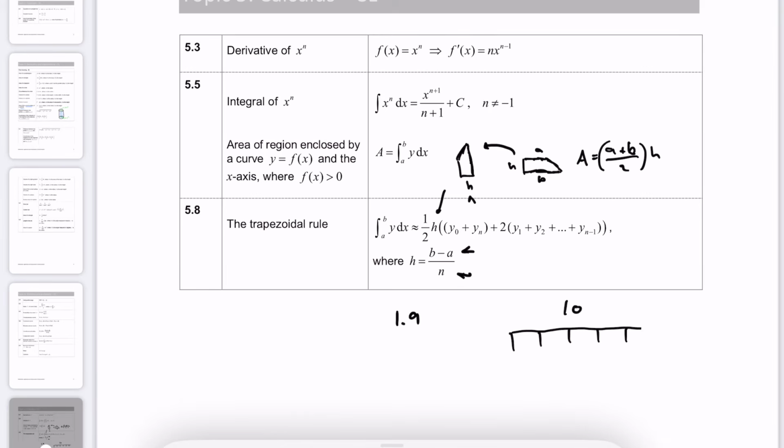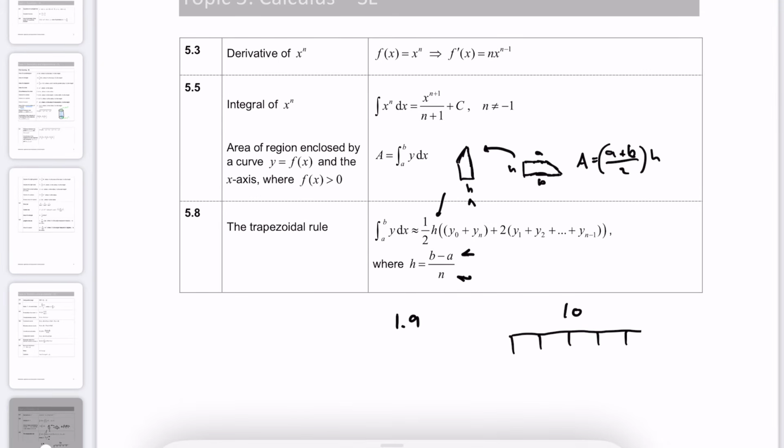This b minus a over 5, this is just an example. Let's say you travel from 0 to 10, 10 minus 0, the distance that you travel. There are 5 trapezoids. Each of them has a width of 2. That's all h is. H is just the width of an individual trapezoid in our trapezoid rule. So we can always use this formula, but sometimes we can just read it from the question.